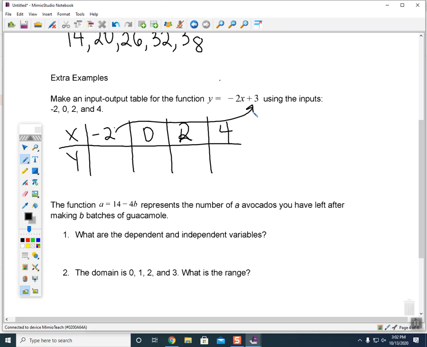Negative 2 times negative 2 is a positive 4. Positive 4 plus 3 is 7. Do the same thing with 0. Negative 2 times 0 plus 3 is a positive 3. 2 times negative 2 is negative 4, plus 3 is a negative 1. 4 times negative 2 is a negative 8. Negative 8 plus 3 is negative 5. That is my input-output table for that function.